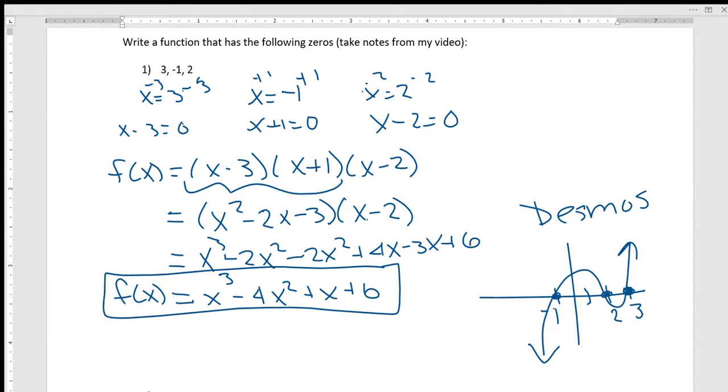Now we're going to take a look at the next example. This time, our zeros are a little bit different. One of our zeros is 0, and the other one is a fraction. We still follow the same steps. We have x equals 0, x equals 5, and x equals 1/2.